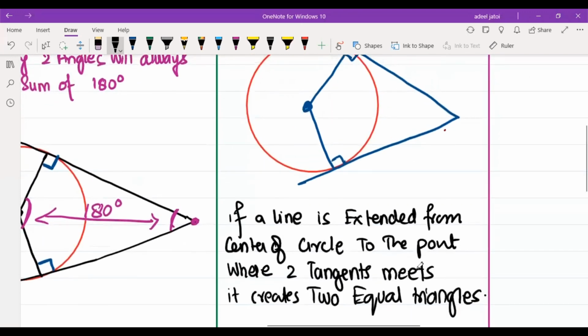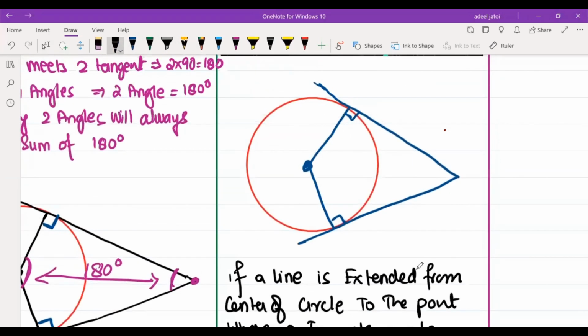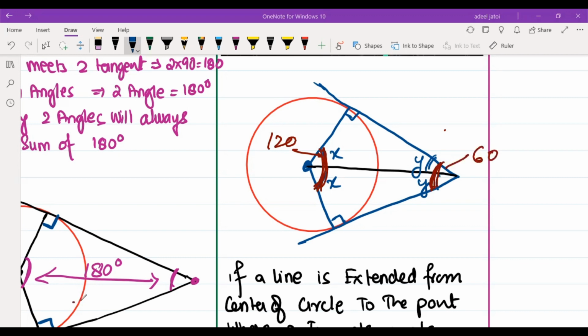So let's just extend the line here from the center of the circle to the point where the tangents meet. Knowing the fact that if this is 90 degrees, this is 90 degrees. If this becomes x, this is also x. And if this becomes y, this should be y as well. So let's just work upon the example. Let's say this is 120 degrees. The entire angle is 120 degrees and this entire angle is what? 60 degrees, as per the property that we did here, right?